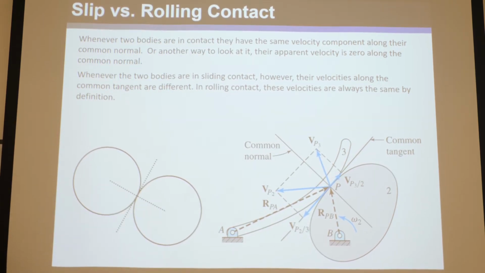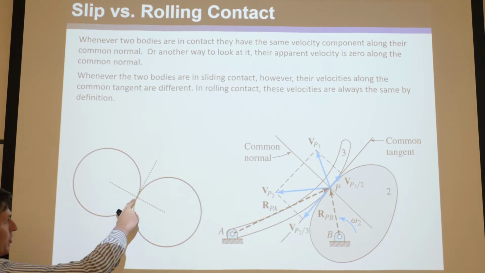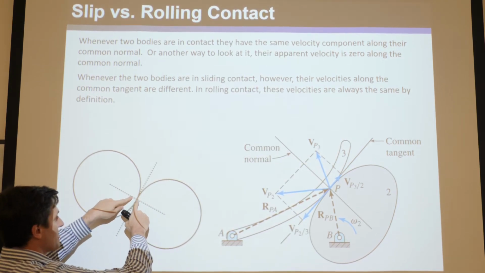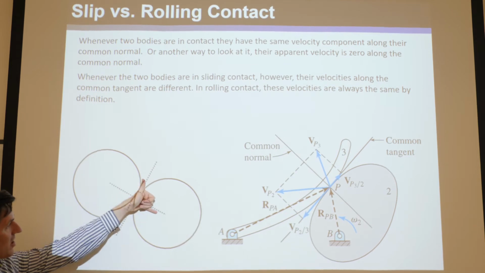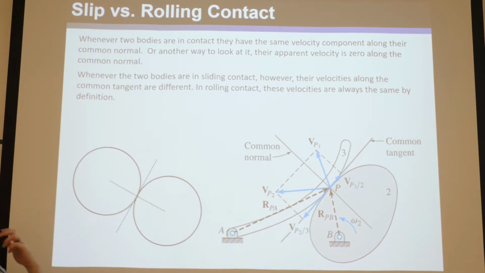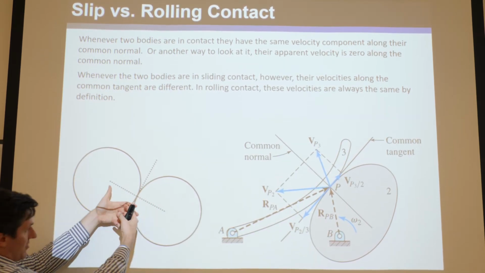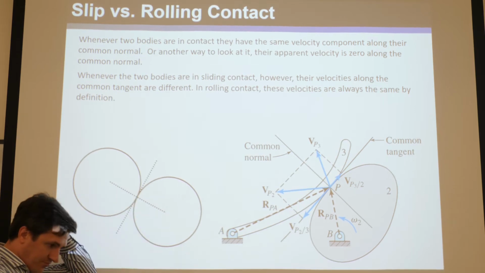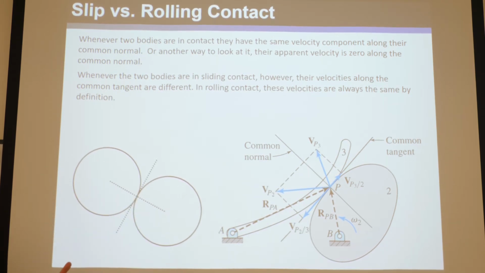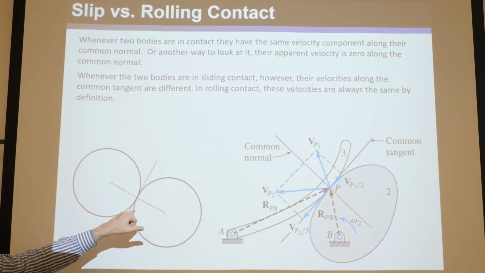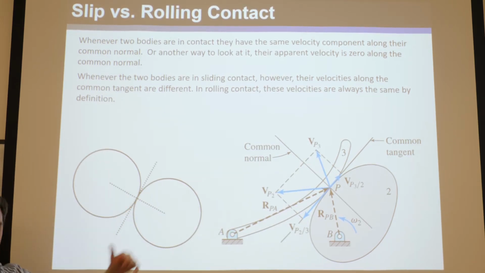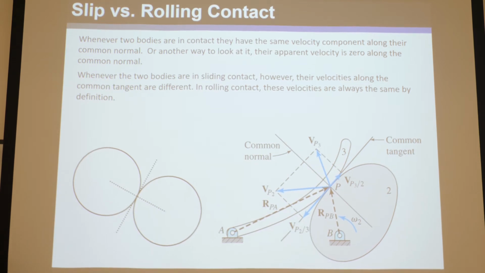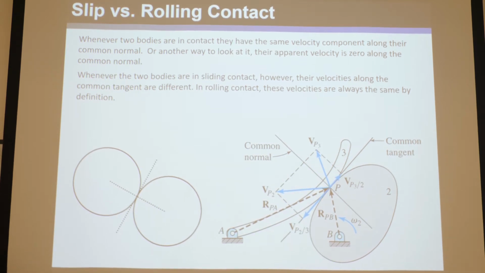And you might say, well, why is that the case? Well, if this point on this body and the same point on this body had different velocity components along this line, they wouldn't be in contact for very long. They'd either go through each other, which they're not allowed to do, or they'd separate. So as long as they're in contact, whether moving or not, their velocity at that contact point in this direction has to be the same. That's a critical insight. Or another way to look at it is their apparent velocity is 0 along the common normal.